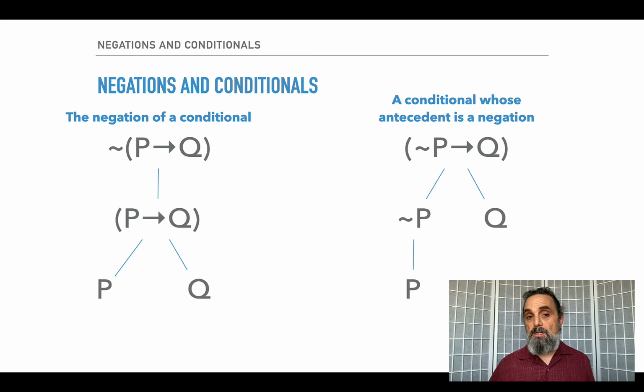They have different trees. The only way they're different in terms of the left to right written up top is, does the negation come first outside of the parentheses, or does the parenthesis come first and the negation inside of the parentheses? And depending upon which way that happens, the two sentences have different trees and have different main connectives, one being a negation, the other being a conditional, as we can see when we look at these trees.